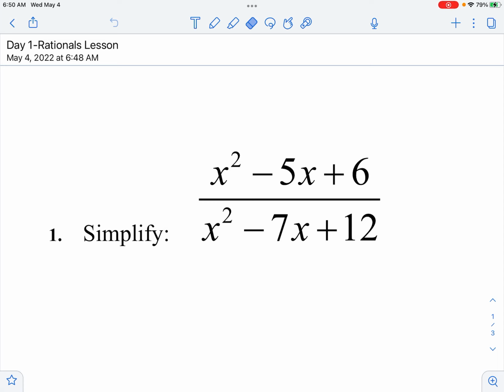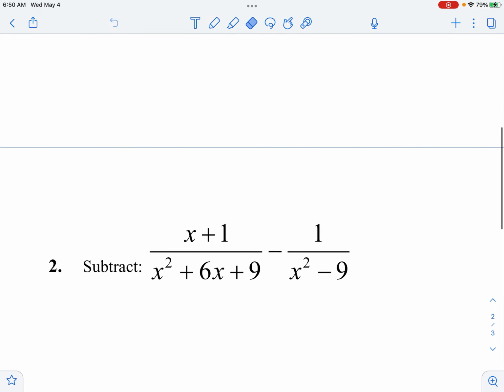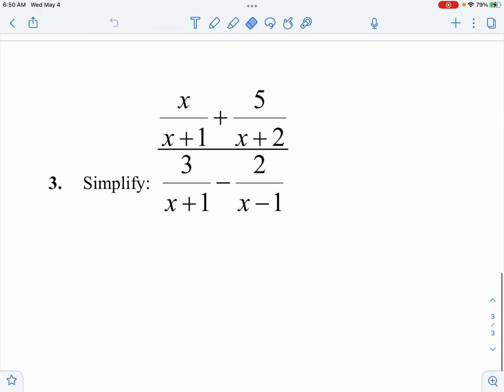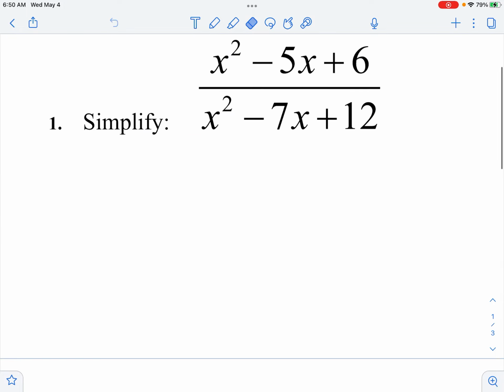All right, so this is a nice quick lesson on rationals. We'll simplify this rational, we'll subtract those two rationals, and we'll simplify this. Okay, so let's start with this first one right here.